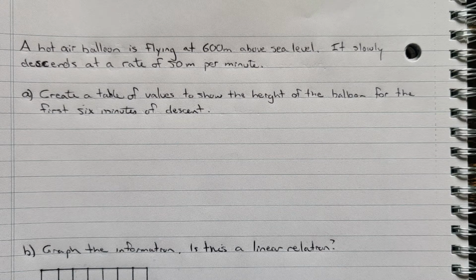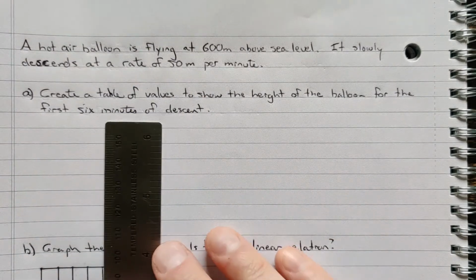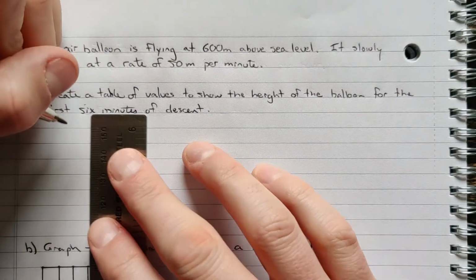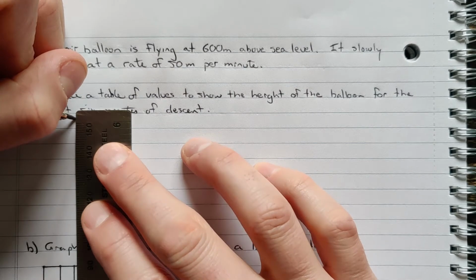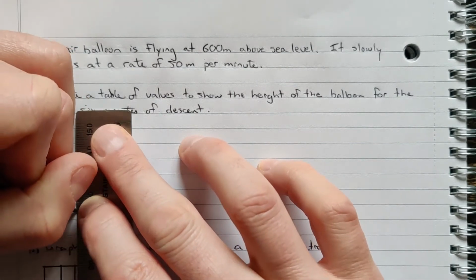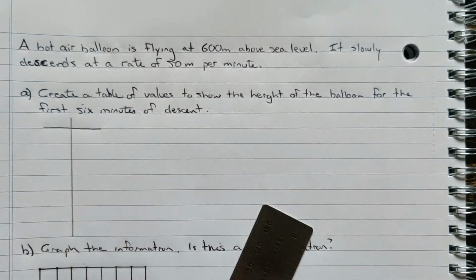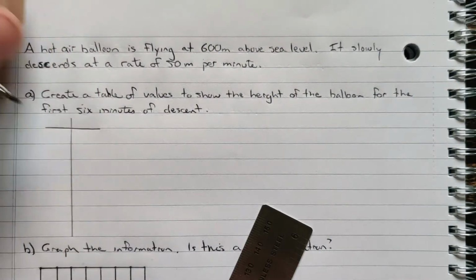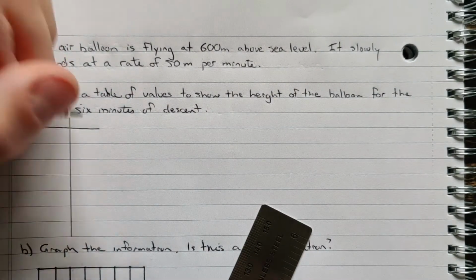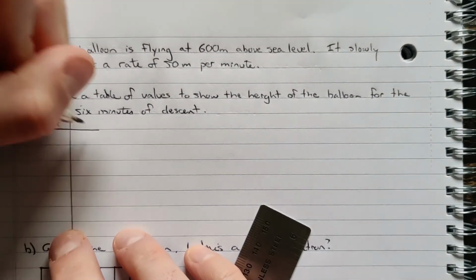So we're starting with creating a table of values to show the height of the balloon for the first 6 minutes of descent. So creating a table of values, or a t-chart, requires us to make a set of columns. I usually just make a nice simple T here. So there's my T. And I'm going to label it X and Y.